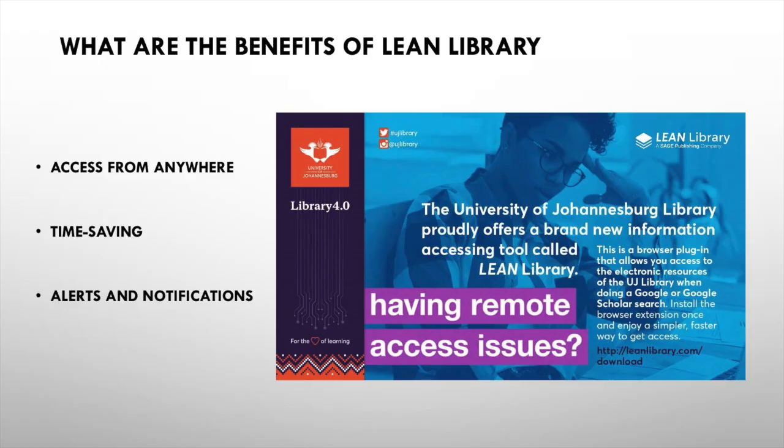What are the benefits of Lean Library? Access from anywhere. It helps you seamlessly access University of Johannesburg full-text resources, regardless of your physical location or the platform you are on. Time saving. Say goodbye to multiple logins or navigating through various platforms. Lean Library streamlines the process for you. Alerts and notifications. Get notified when you are on a website that the library has a subscription to, ensuring you never miss out on valuable resources. Let's get started.